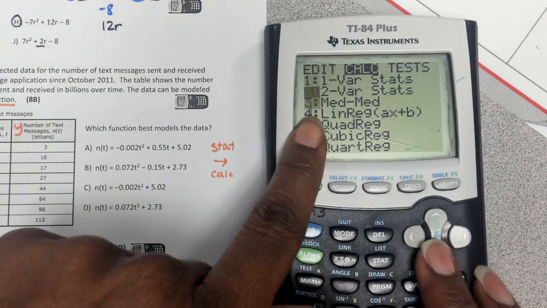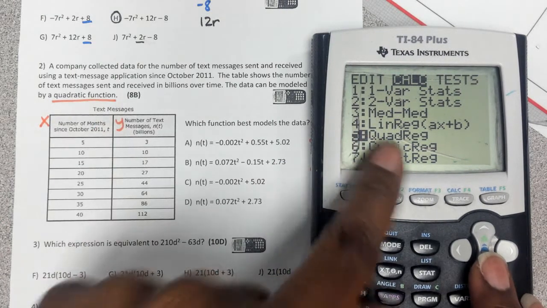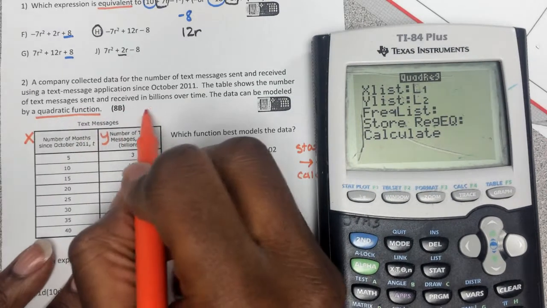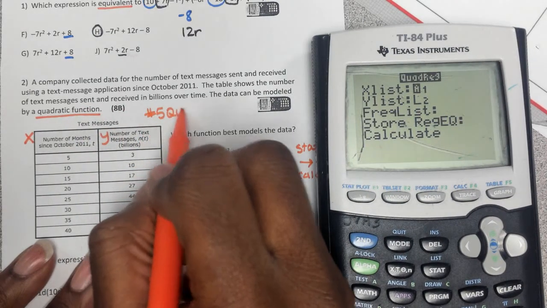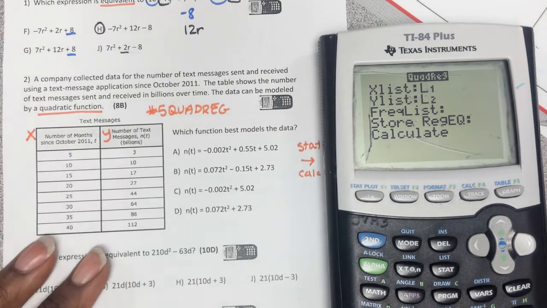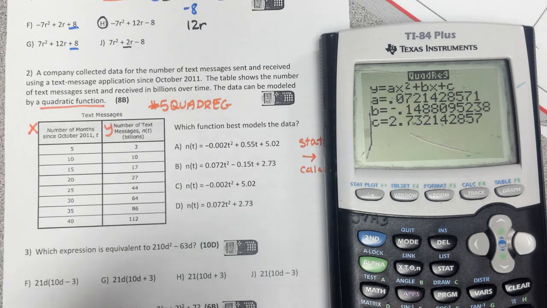Then if you look, number 4 is for if it's linear. This clearly said it was quadratic this time. Don't forget that. So this time I need number 5, quad regression, which means equation. So that won't give me anything but enter, enter, enter, enter, enter will give me something.